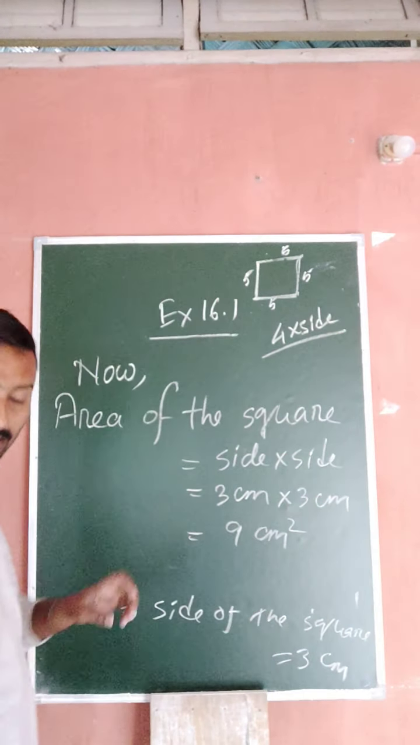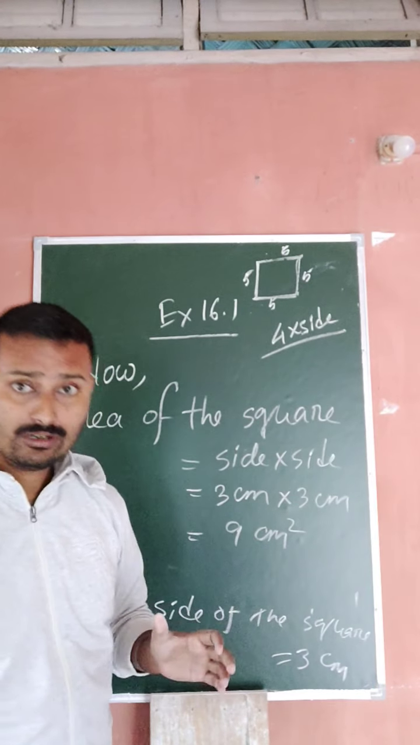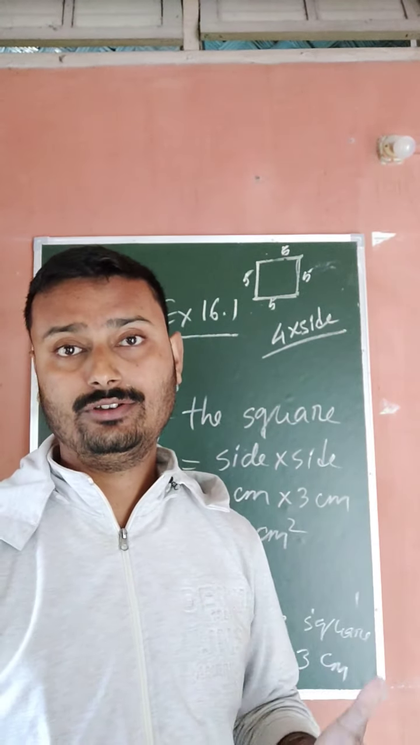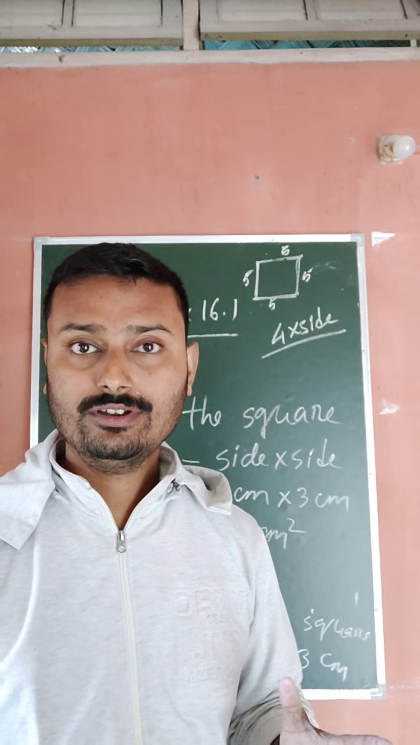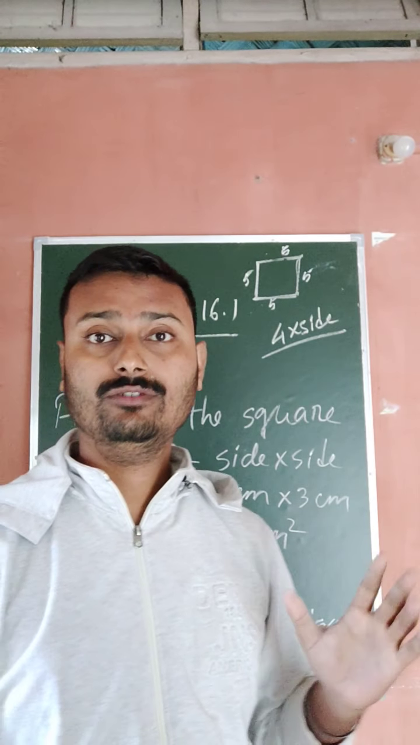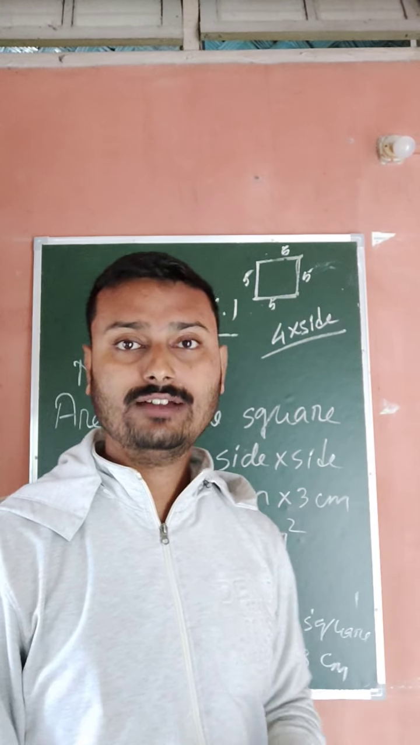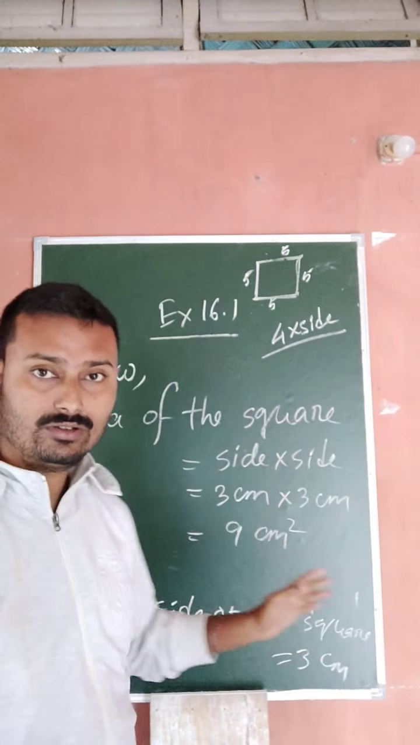Okay, so this question is very important. Why important? Because in this case the side of the square is not directly given to you. The perimeter of the square is given to you. From that perimeter you have to find at first the side of the square, and after finding the side you can easily find the area of the square. Okay.